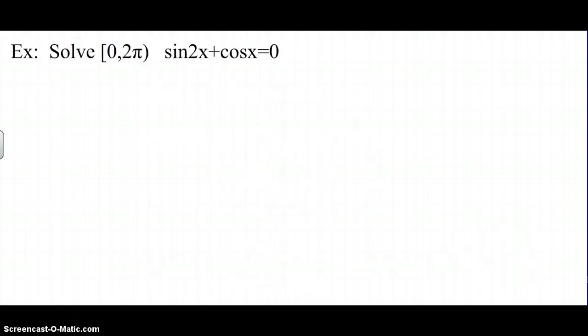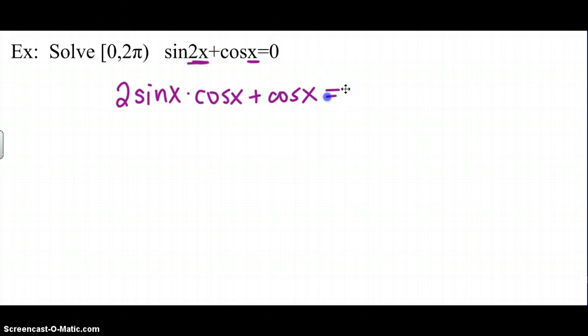Alright, so solve between 0 and 2 pi, sine of 2x plus cosine of x. Usually our technique with solving equations is to get everything in terms of one trig function, move things to the other side, maybe divide by a cosine. But here I've got this 2x combined with something with just x. So I'm going to take sine of 2x and using the new identities that I just came up with, I'm going to say that's the same thing as 2 sine x times cosine x, plus I've got another cosine of x, all equal to 0.